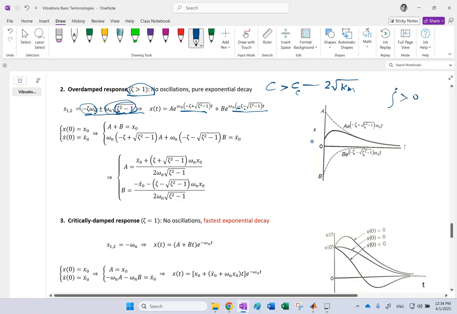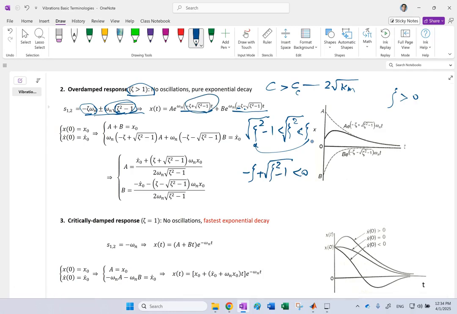What about this guy? Is this guy negative too? Well, the answer is yes. Why? Because zeta squared minus 1 is less than zeta squared. So if you take a square root, you can say that the square root of zeta squared minus 1 is less than zeta. And if you bring this to the other side, you can see that negative zeta plus the square root of zeta squared minus 1 should be negative, and that is exactly this guy. So in this case, both of the roots are negative real, and so you get two negative exponentials, two decaying exponentials.